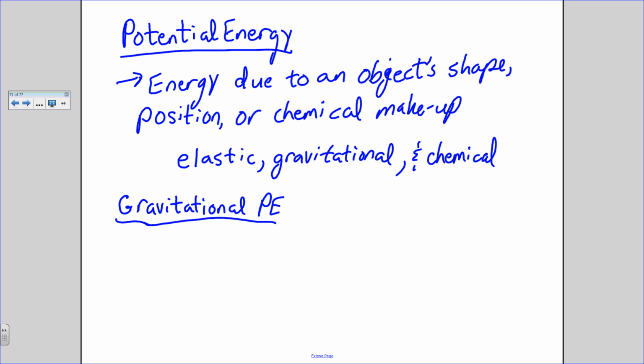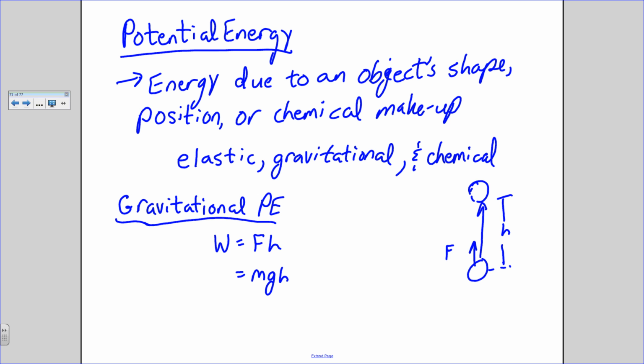You don't need to know this little derivation, but it's fairly simple, so I'm going to show it to you. The work done by a gravitational force is equal to the force times the displacement. Actually, I'm going to change this and make this an h. So that means that if I move an object from here up to here, that's a height h. And the force that I'm exerting on it is here. That force is equal to the gravitational force, which is just equal to m times g.